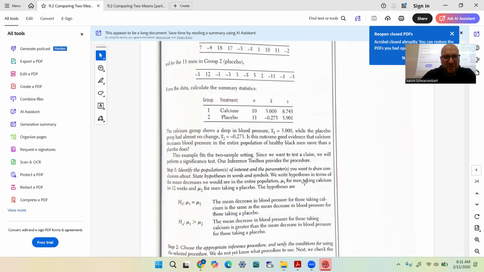I'm sure somebody's allergic to it somewhere, but so identify our population of interest. Our population of interest is Black men with high blood pressure. So H naught: mu1 equals mu2. The mean decrease in blood pressure for those taking calcium is the same as the mean decrease for those taking the placebo.